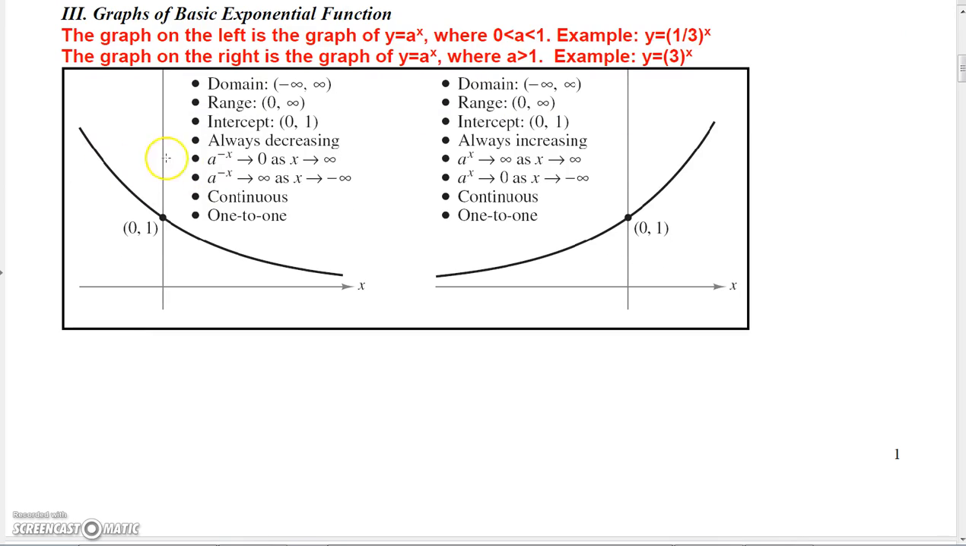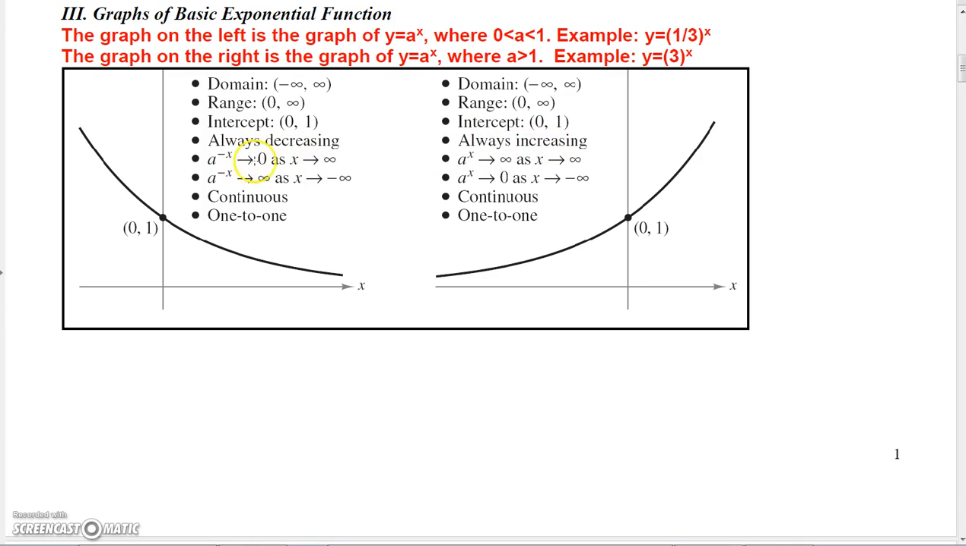These are graphs of two basic exponential functions. The graph on the left would be the graph of y equals a to the x, where the base is between 0 and 1, like 1/3 to the x. The graph on the right is where the base is greater than 1, like y equals 3 to the x. Both of these graphs have basically the same traits, except one's always decreasing and one's always increasing.